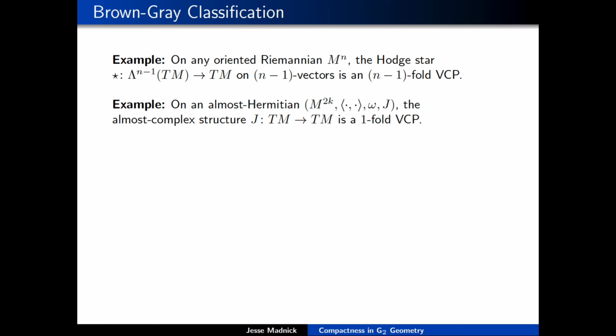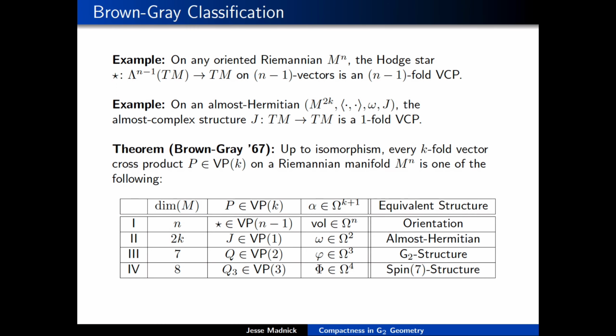So let's say you have an almost Hermitian manifold, necessarily of even dimension. This entails having a Riemannian metric, a non-degenerate two-form omega, and a compatible almost complex structure. It is almost Hermitian because we're not requiring omega to be closed per se, nor are we requiring J to be integrable. In this setting, the almost complex structure map J is a one-fold vector cross product. And it turns out, somewhat surprisingly, that these two examples are half of all the possible examples, really.